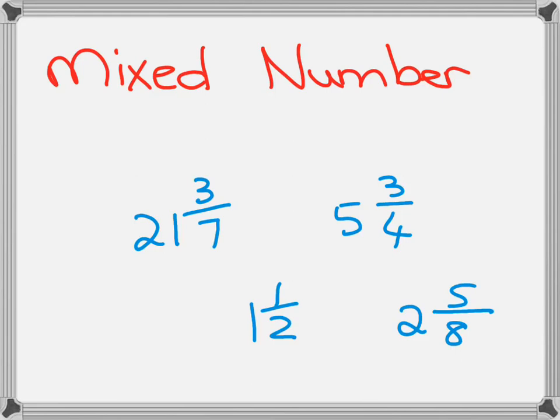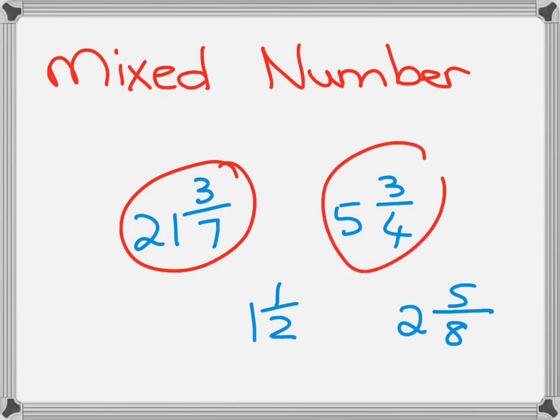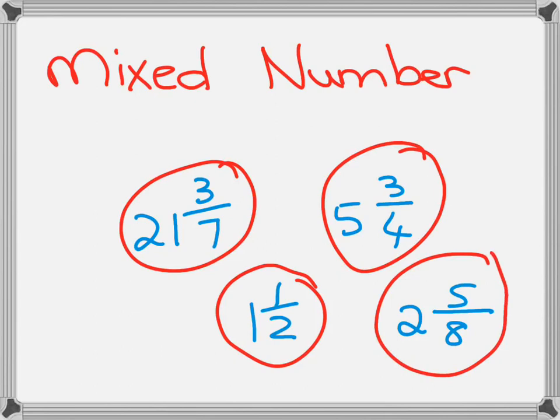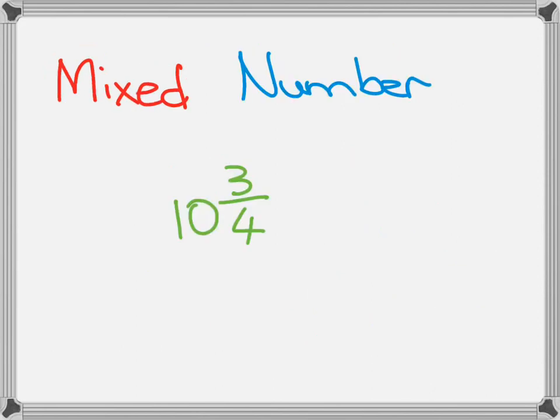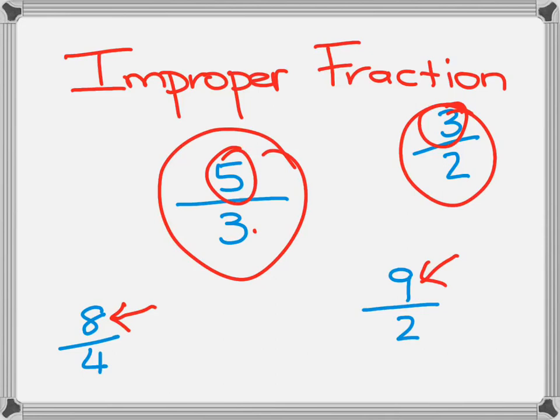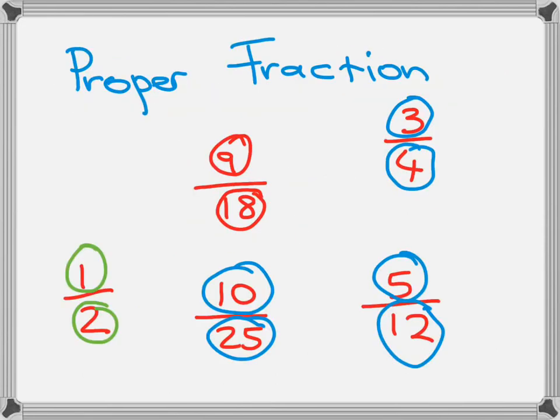These are all mixed numbers. A mixed number is normally a whole number with a fraction standing next to it. So let's look at these ones. You've got 21 and 3/7 over here, 5 and 3/4 over here, 1 1/2, and 2 and 5/8. And that's all you need to know about the different kinds of fractions. We have mixed numbers. Then we have improper fractions, and then we have proper fractions, and you'll be working with these most of the time.